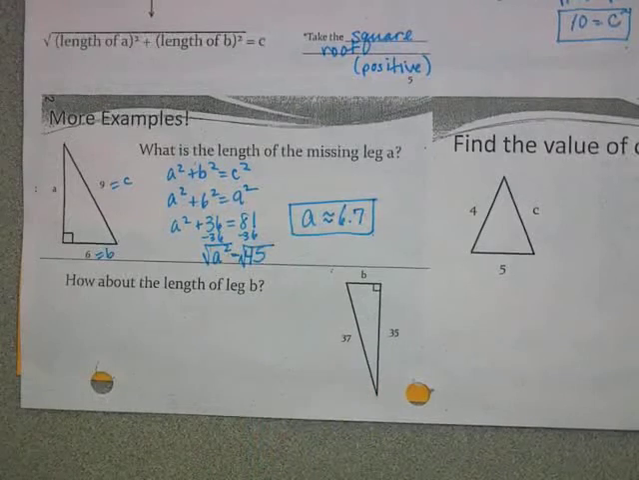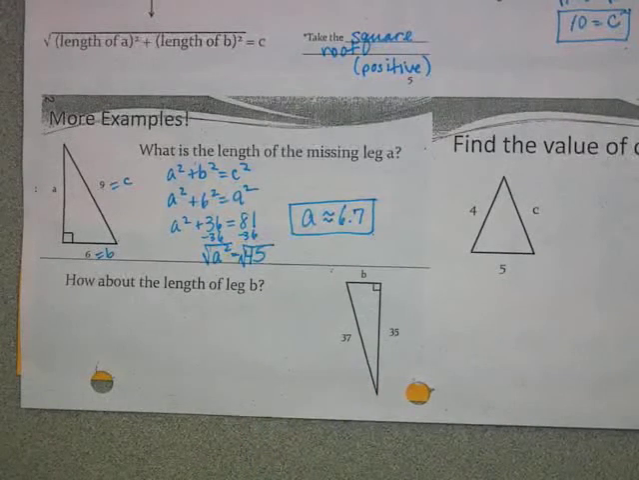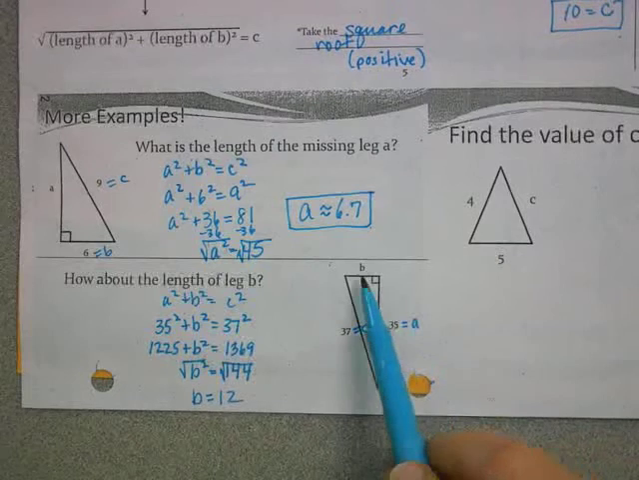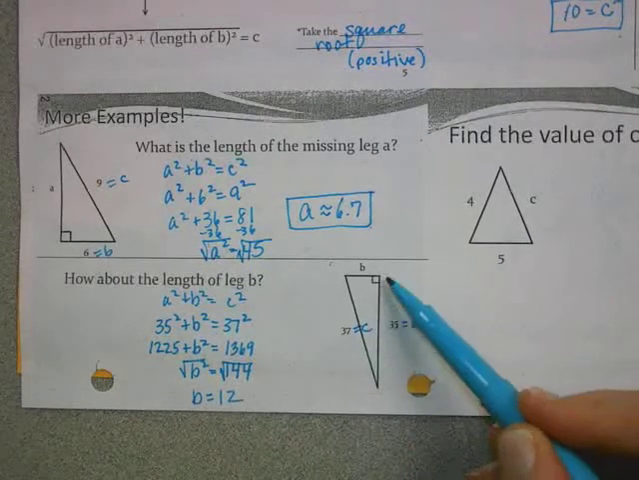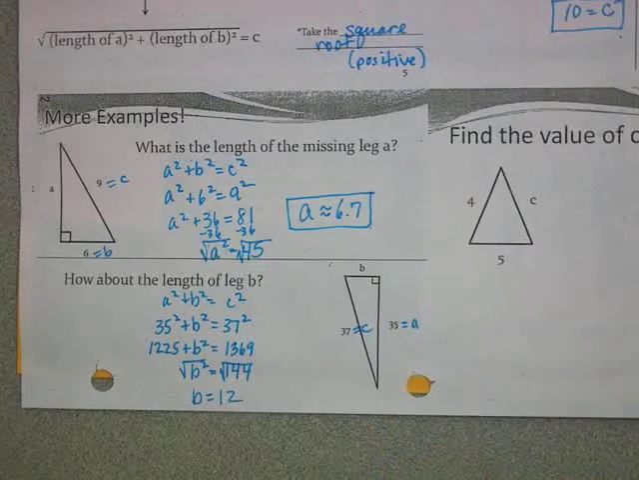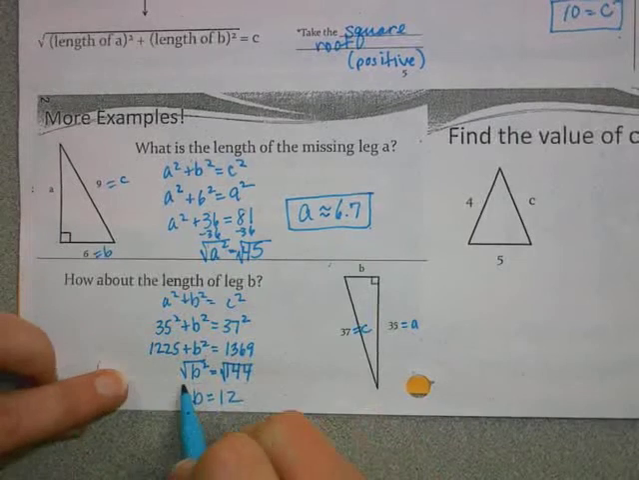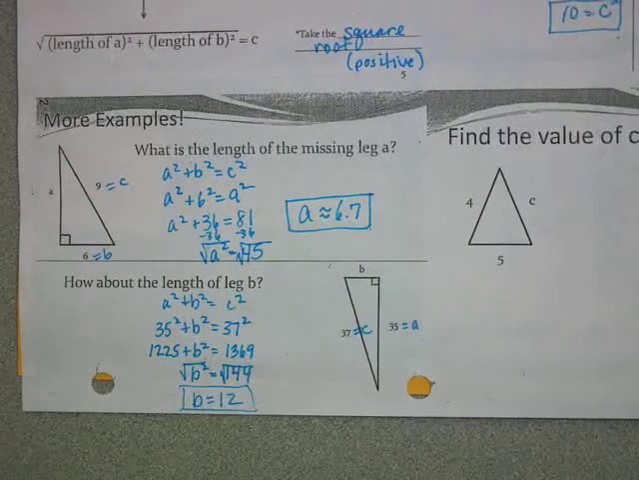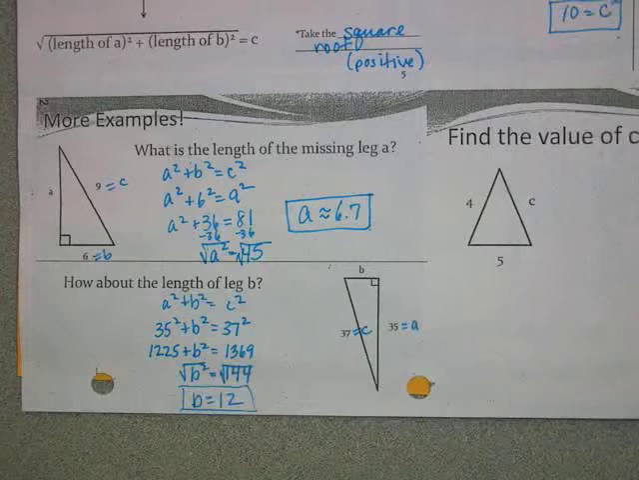So B ended up equaling 12. We were looking for B. We knew A was 35 because that's a leg. It makes up the right angle. The longest side was 37, so that was the hypotenuse. And then it ended up being B squared is 144. Take the square root of both sides, and B equals 12. So at this point, if you're confused, you should probably check in with Mrs. Wyman so she can help you on your notes. If you're doing all right, then we're going to move on to the next examples here.